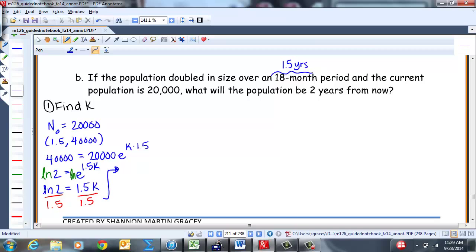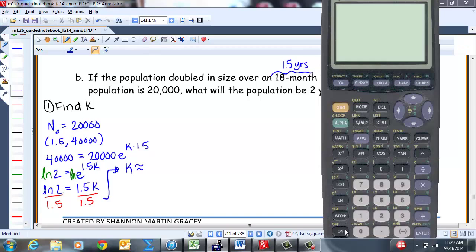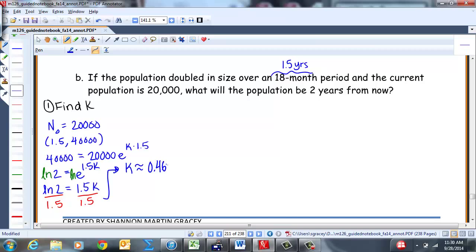And we'll get k is approximately, so let's see what we have going on here. Be careful when you enter this kind of stuff in. You'll have natural log of 2. You have to end those parentheses and then divide it by 1.5. So we get approximately 0.4621. You want to carry out a lot of digits on these. And okay, so what have we found now?